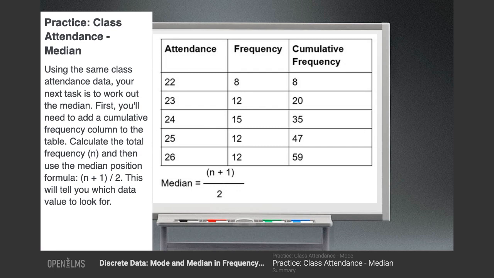Practice, class attendance, median. Using the same class attendance data, your next task is to work out the median. First, you'll need to add a cumulative frequency column to the table. Calculate the total frequency n, and then use the median position formula, (n + 1) / 2. This will tell you which data value to look for.